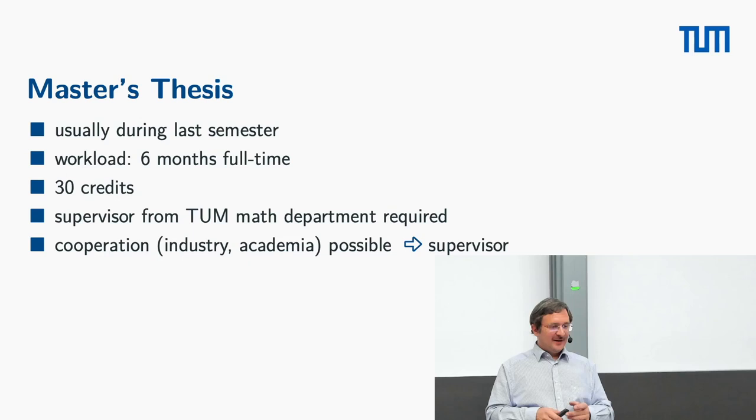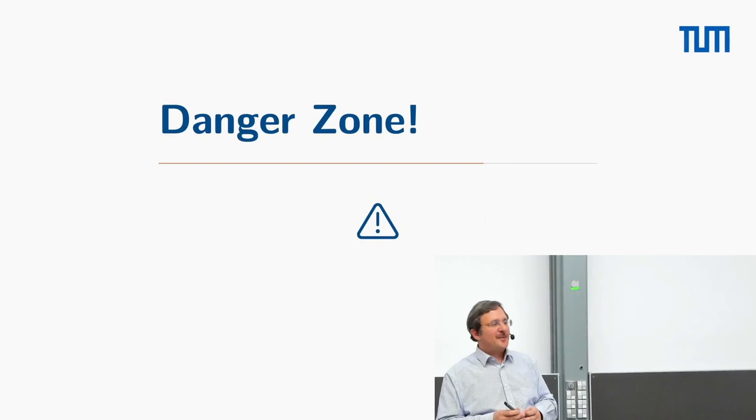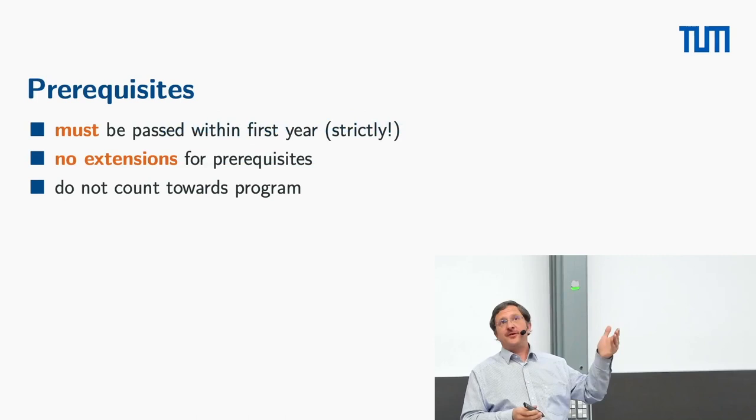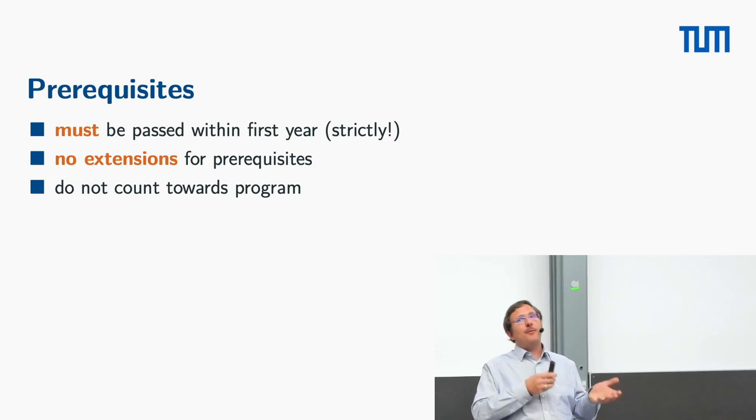All right, last section of this talk. Now we've talked about all the good things, let's talk about all the dangerous things as well. Things that better not go wrong during your studies, but that you should be aware of. I've mentioned prerequisites already. So with your admission letter, you might have received one or two prerequisite courses. I'll show you in just a minute how you would find that out.